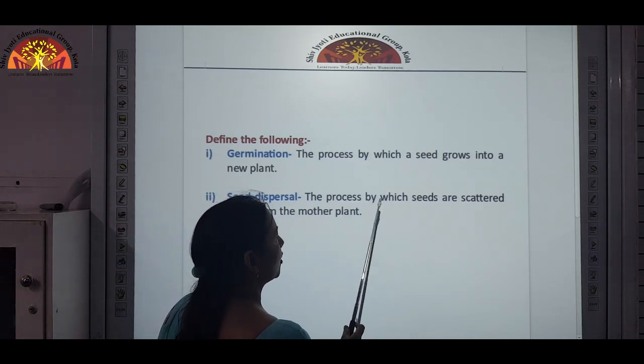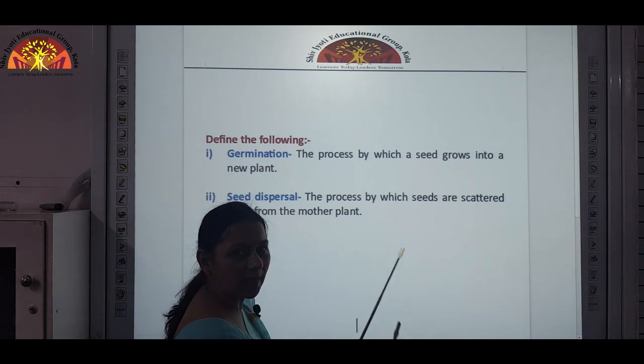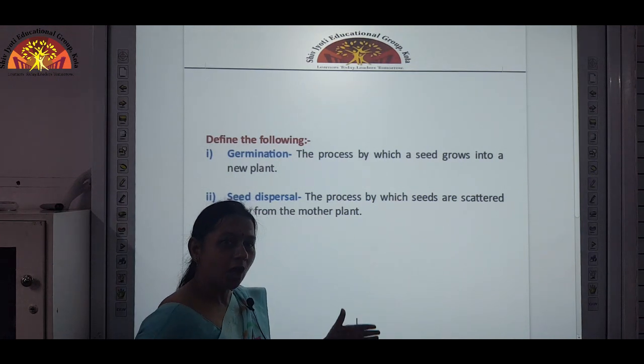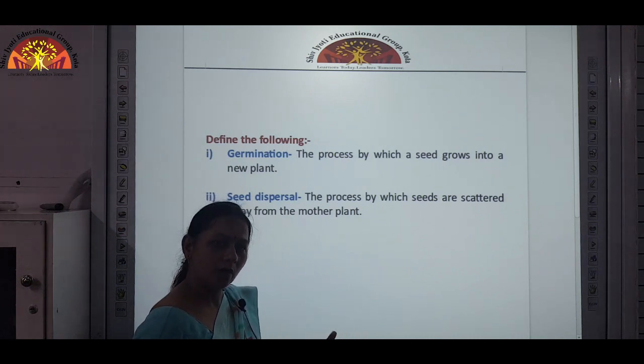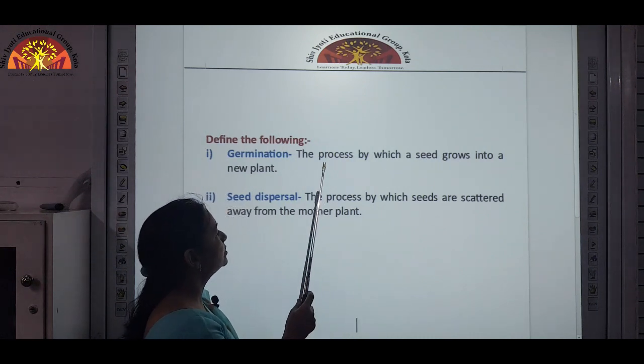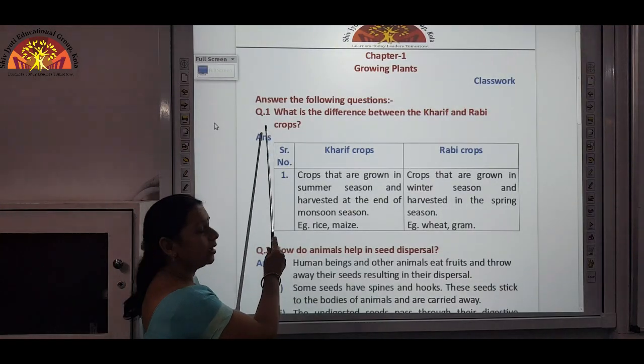The process by which seeds are scattered away from the mother plant. Seed is scattered away from the mother plant by any agent, may it be wind or water. So, these were the two definitions. Now, let us start with question number 1.